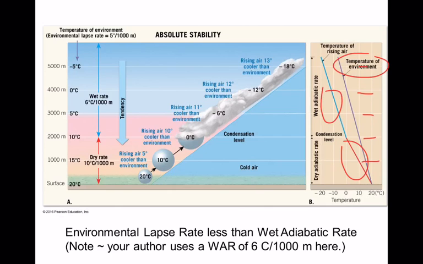I think maybe the reason your author went with 6 is we said if your environmental lapse rate is less than your wet adiabatic rate, and here he's going with a wet adiabatic rate of 6. So that worked for him. Boy, I'm getting markers all over the place. I'm going to say 5 degrees Celsius per kilometer or 6 degrees Celsius per kilometer.